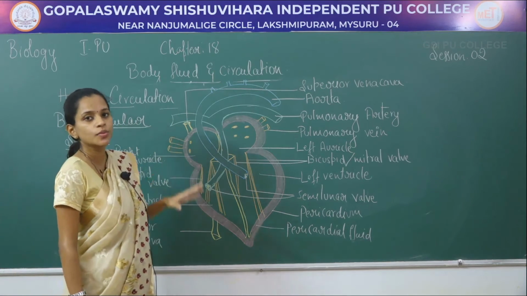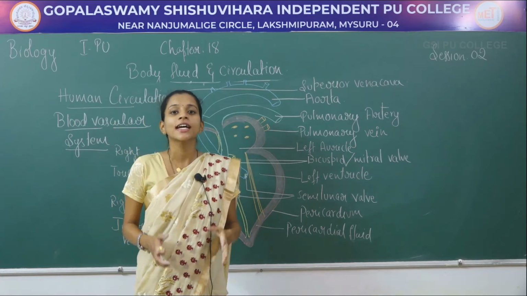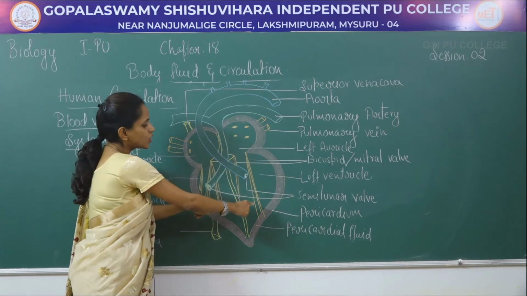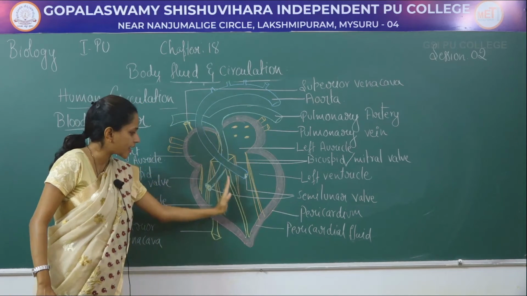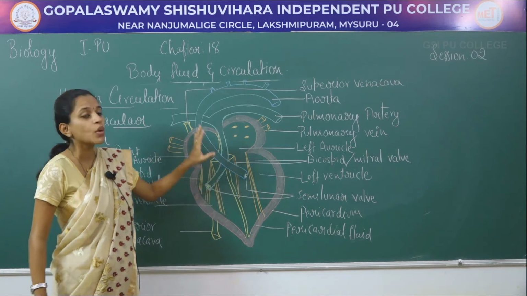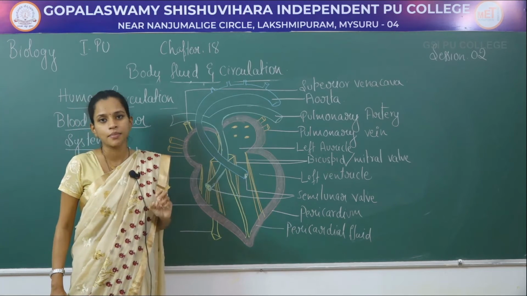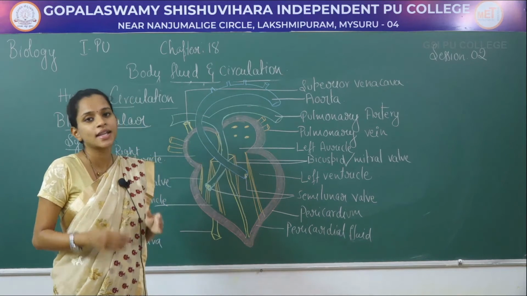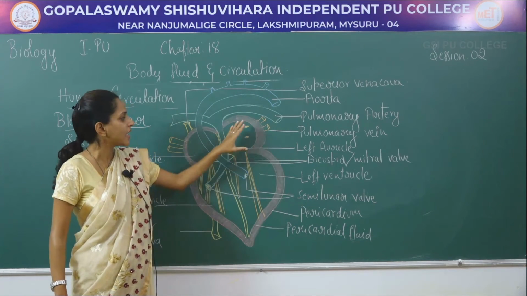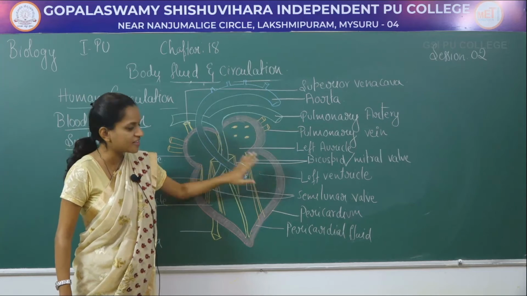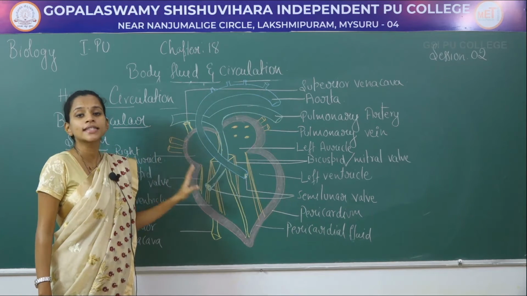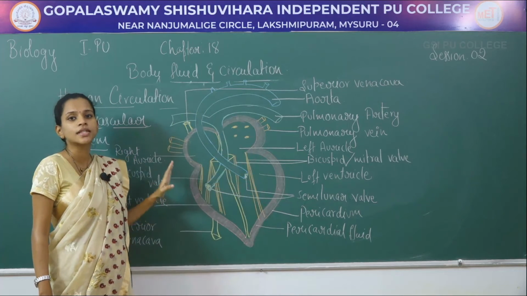When it comes to the human heart, I have already discussed that it is made up of 4 chambers, 2 auricles and 2 ventricles, where the right side of the heart, that is the right auricle and right ventricle, carries the deoxygenated blood, which has a lesser amount of oxygen, whereas the left part of the heart, that is the left auricle and left ventricle, carries the oxygenated blood. Now let us study in detail the human circulatory system.